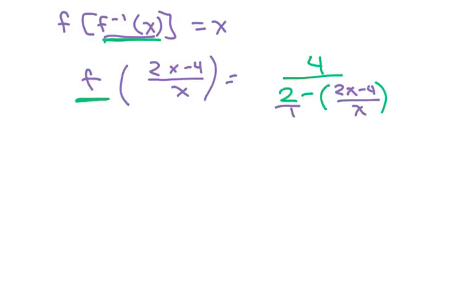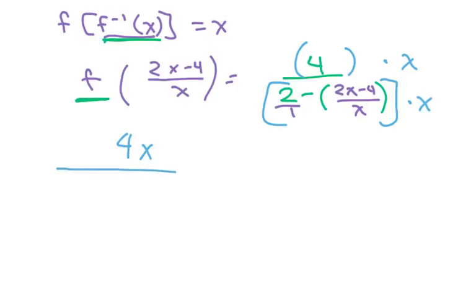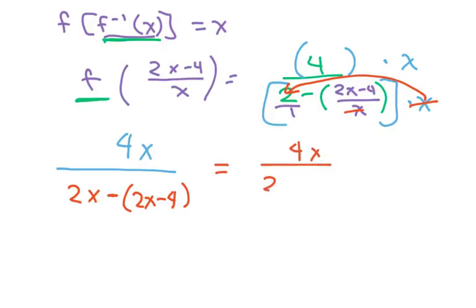Now to simplify this, you're going to clear the fractions by multiplying your numerator and your denominator by x. So you get 4x, that's the easy part, and then go ahead and distribute here. If you distribute that, you get 2x minus, these x's cancel, so you're going to get 2x minus 4 here. And all you have to do is simplify. These two cancel. Don't forget to distribute that negative. And you're going to get 4x over 4 equals x.